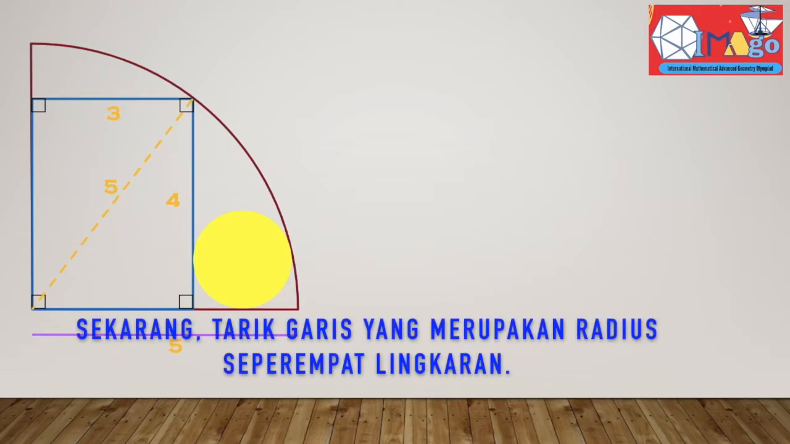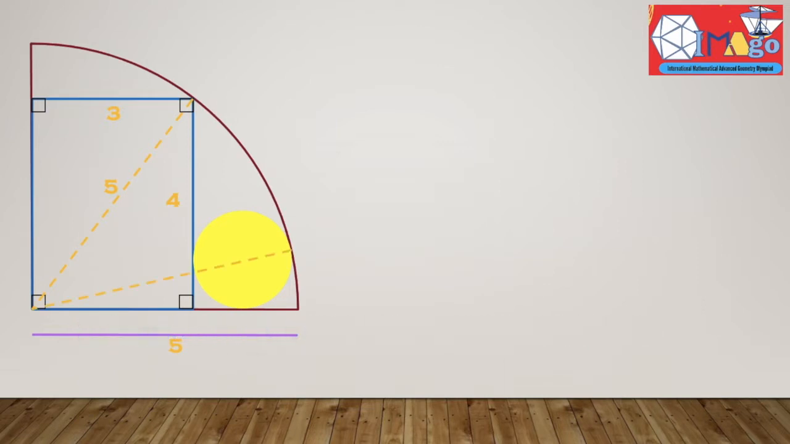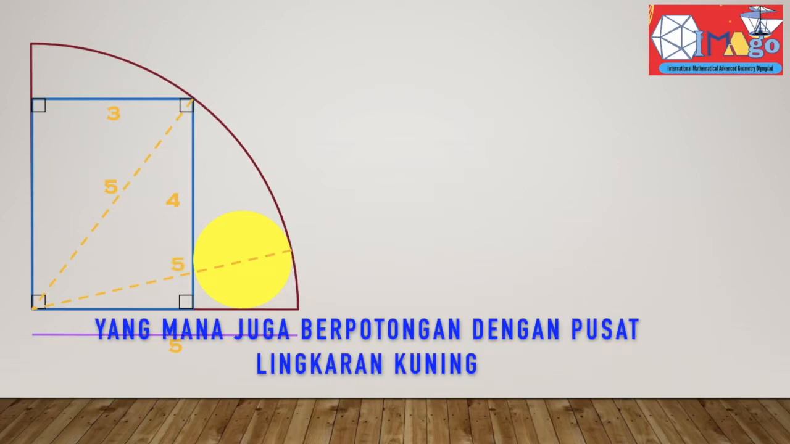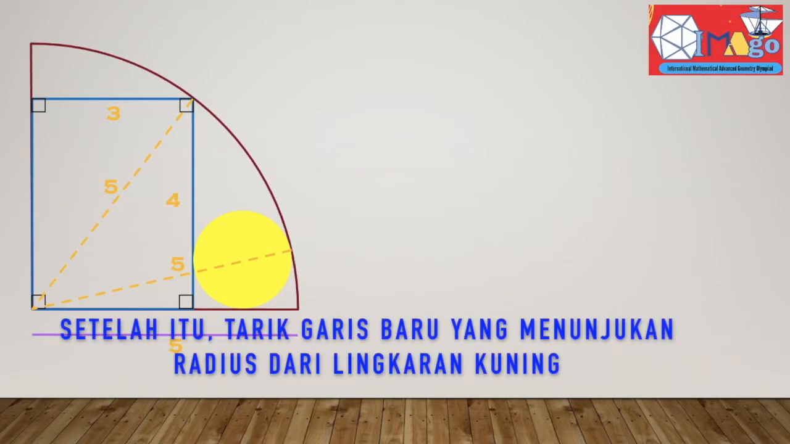Now, let's create a line that is also the radius of this quarter circle, which intersects the center of the yellow circle. After that, create a line showing the radius of the yellow circle.